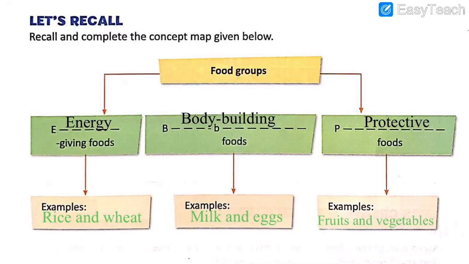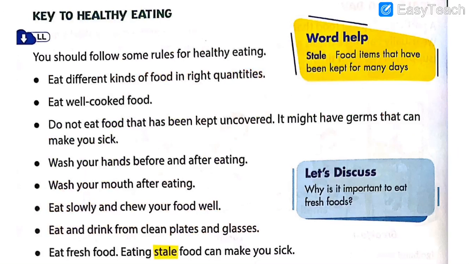So this is the concept map. What we have learnt in the lesson is the concept of the food groups: energy giving food, bodybuilding food, and protective foods. Rice and wheat fall under the category of energy giving. Milk and egg fall under the category of bodybuilding, and fruits and vegetables fall under the category of protective foods.